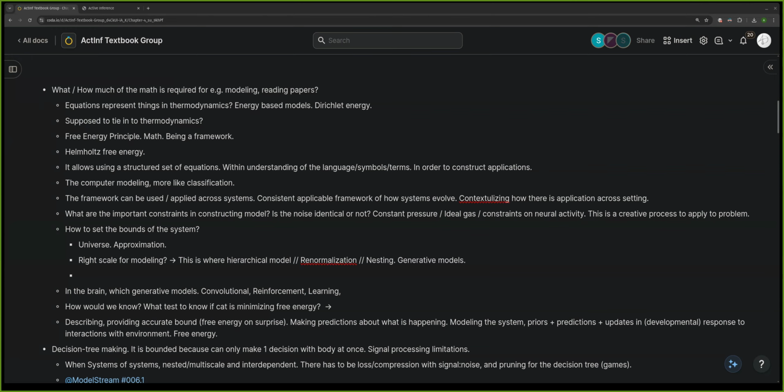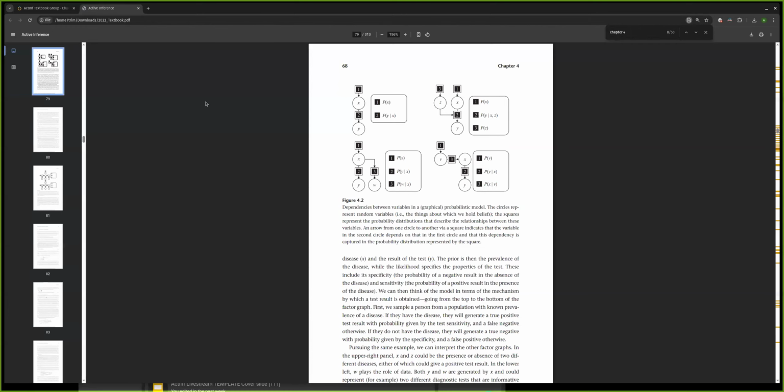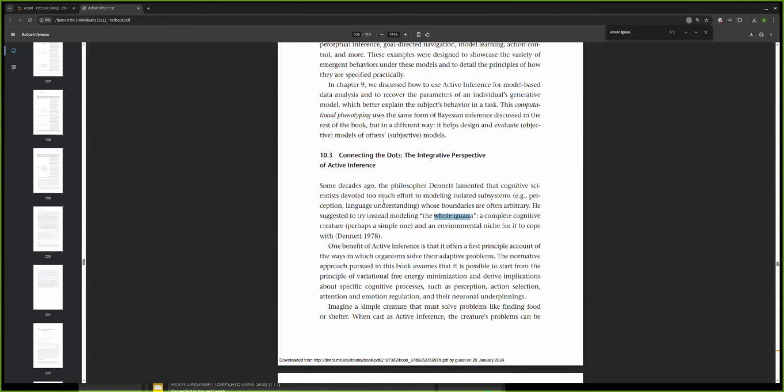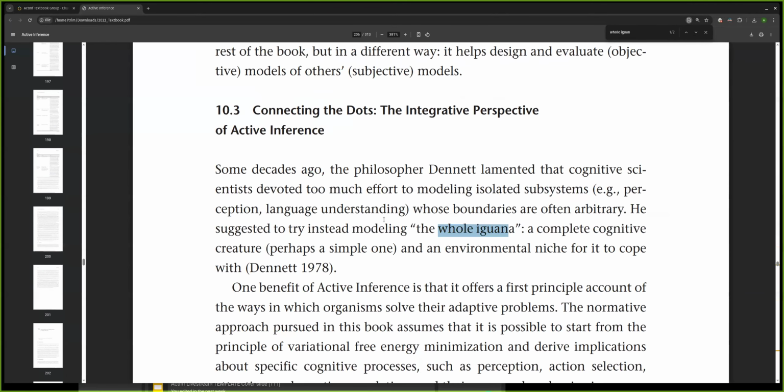I'm just wondering if the free energy principle can be tested on animals, or if it's just not computationally going to be possible to do that. Does applying it to choice behavior count? Or are you talking about what the textbook calls the whole iguana? I guess I would be happy with seeing something impressive that couldn't be done by another means of analysis.